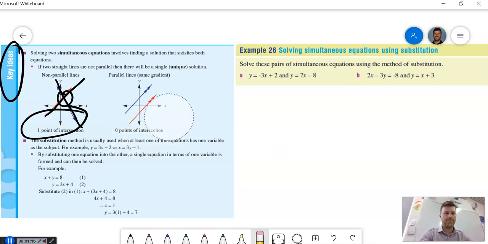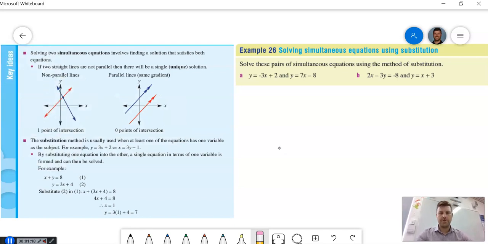So today the video I'm going to show you involves the substitution method, and this is used when at least one of the equations has one variable as the subject. For example, y equals 3x plus 2 or x equals 3y take 1. You can see in the second equation x is the subject, in the first equation y is the subject.